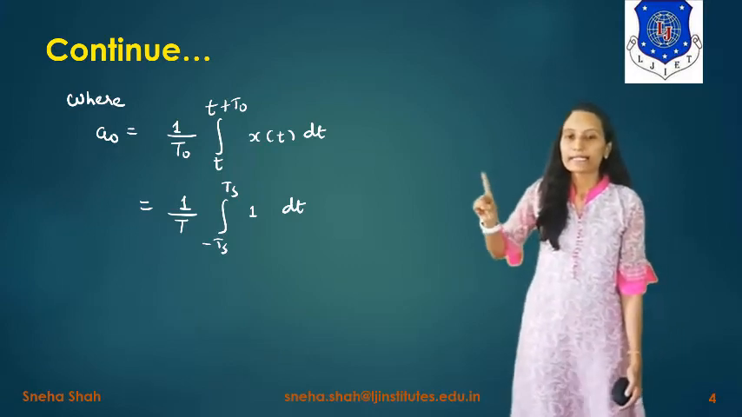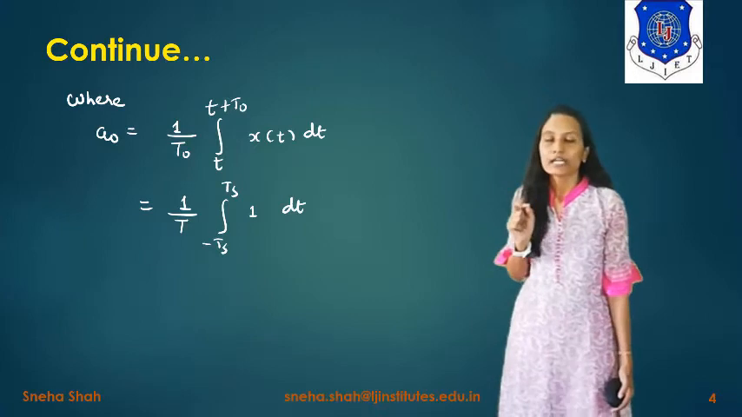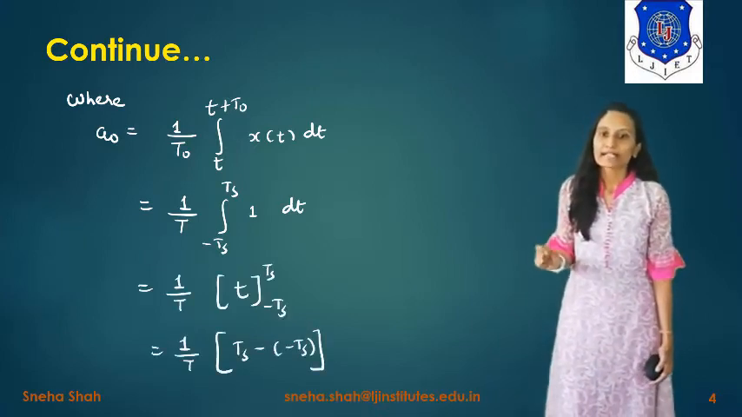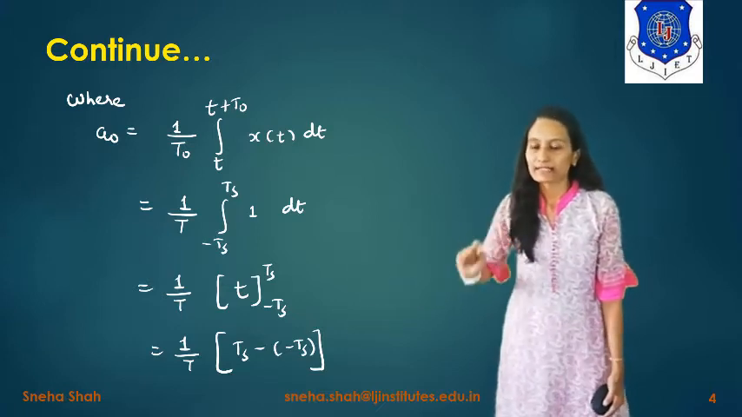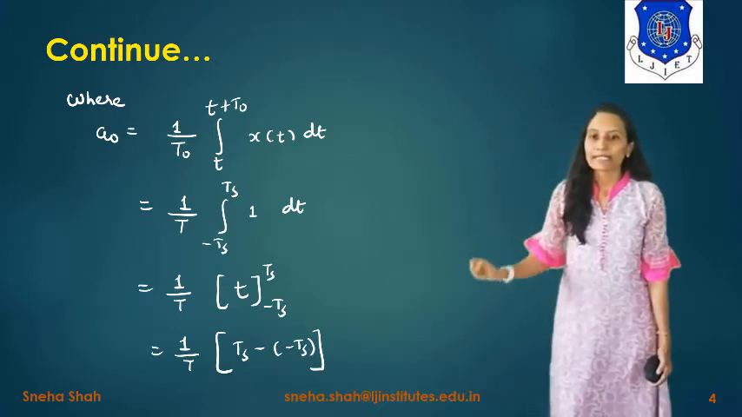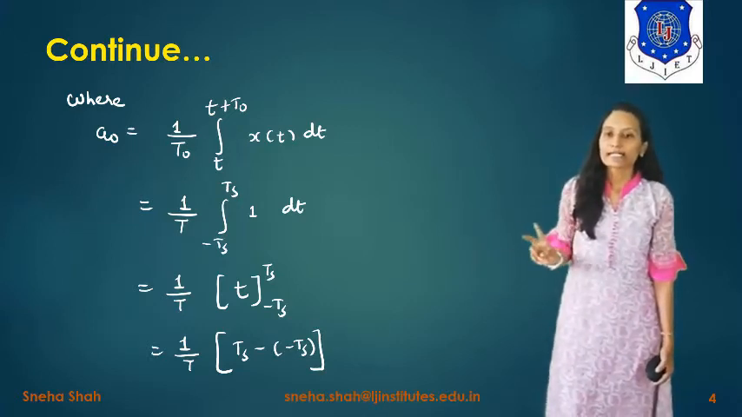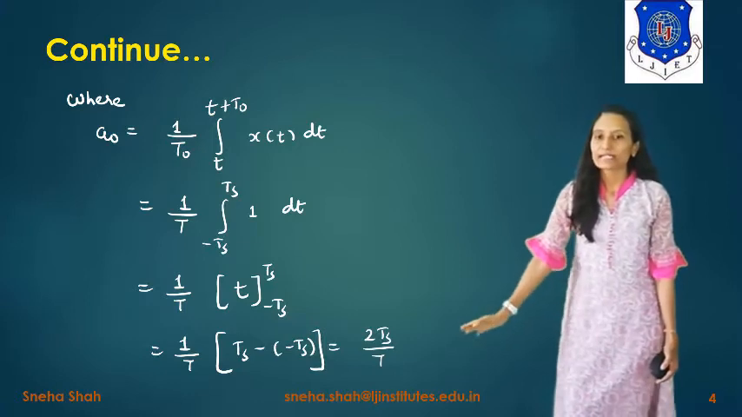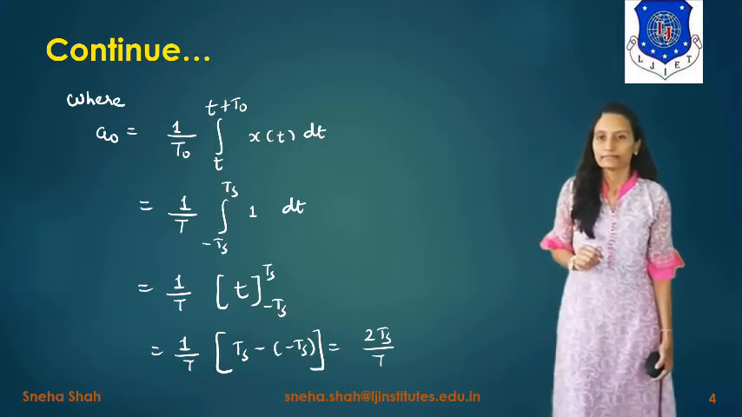Now if we are integrating 1, as you know, the integration of 1 with respect to t will be t and the range will be minus Ts to Ts. Now if we are applying this range over here, it is higher range minus lower range. So the term will be Ts minus (minus Ts), it means 2Ts. 2Ts by capital T, this one is the final answer of the coefficient a0.